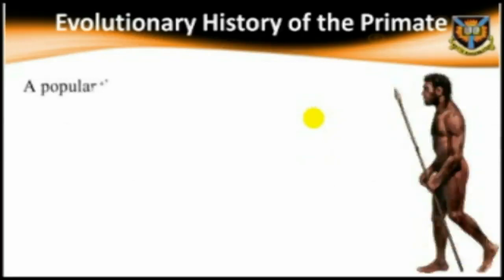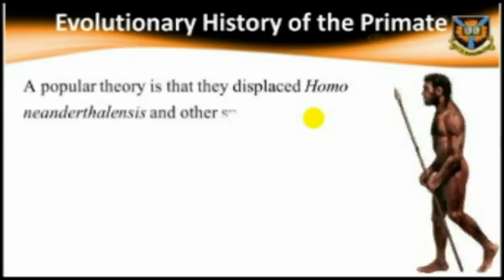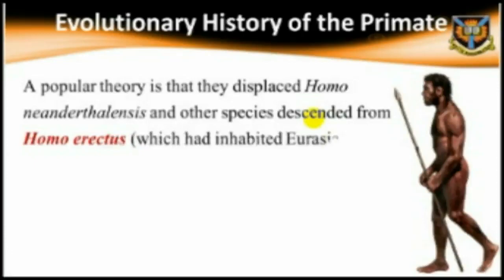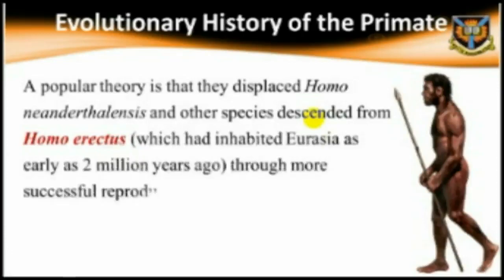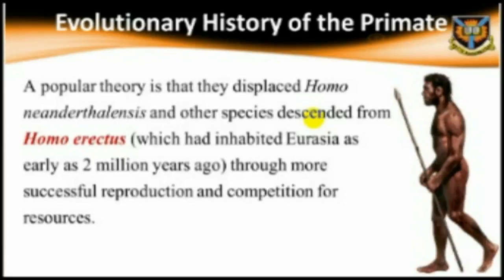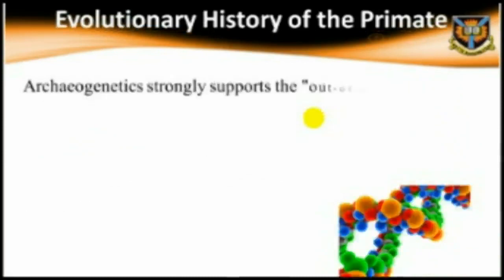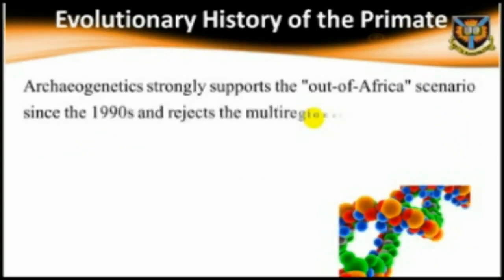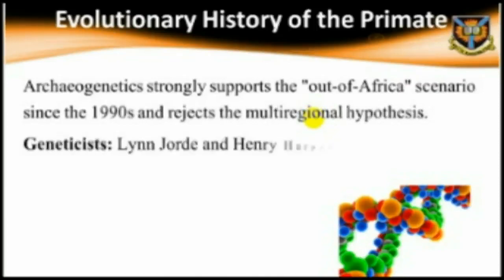A popular theory is that they displaced Homo neanderthalensis and other species descended from Homo erectus, which had inhabited Eurasia as early as 2 million years ago, through more successful reproduction and competition for resources. The exact manner or extent of the coexistence and interaction of these species are unknown and remain a controversial subject. Archaeogenetics strongly supports the out of Africa scenario since the 1990s and rejects the multi-regional hypothesis.